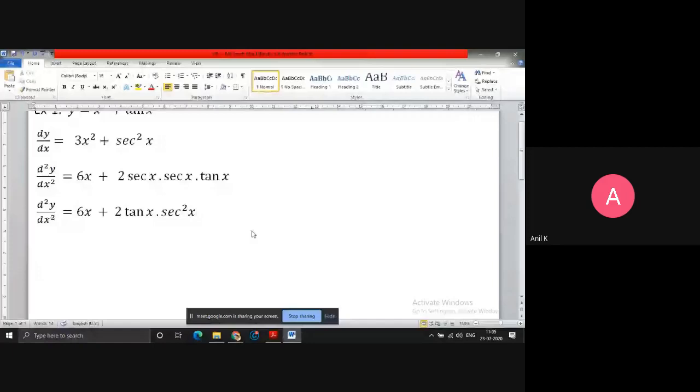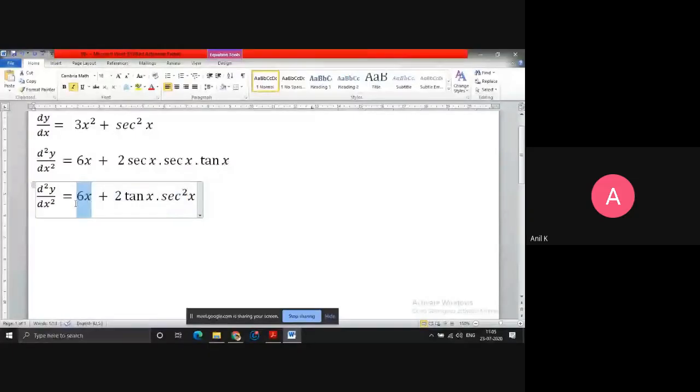Okay, so this is the second order derivative. Now if you want the third order, you have to derive this again one more time. Then you get d cube y by dx cube. The derivative of 6x is 6, plus 2 into the derivative of tan x into sec square x. Then I apply the uv formula. I'll take u as tan x and v as sec square x. Then you go for the differentiation. But we are going to restrict ourselves to the second order derivative.